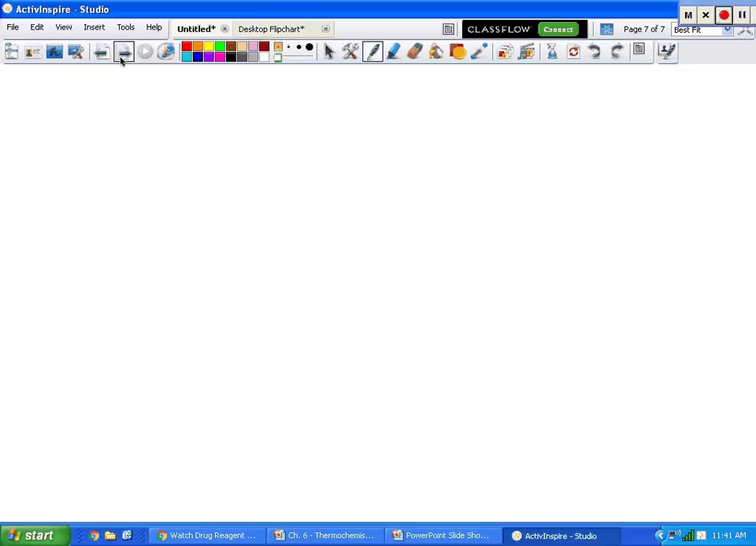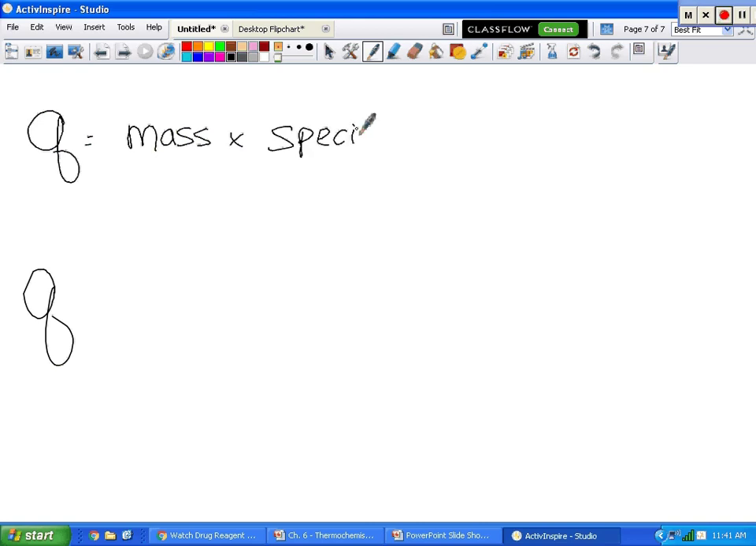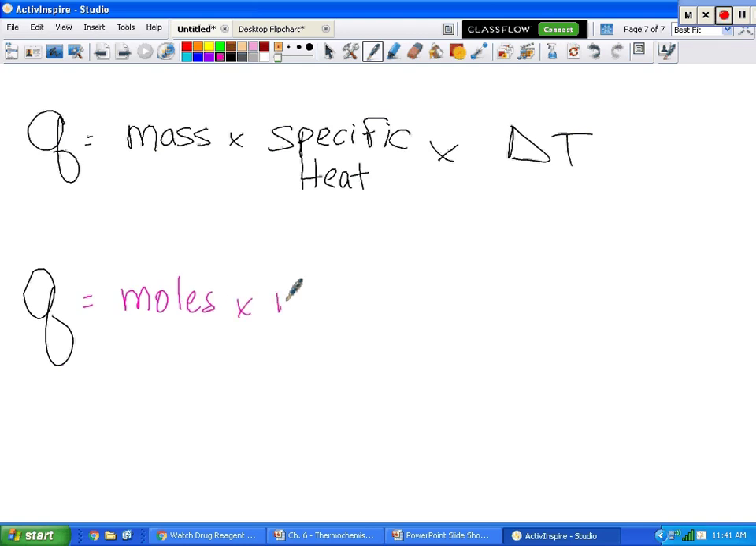And so this is the kind of summation of this. There's two different versions of Q. You've got Q is equal to mass times specific heat times delta T. And then you've also got moles times molar heat times delta T. Those are the two different ways that you can calculate Q.